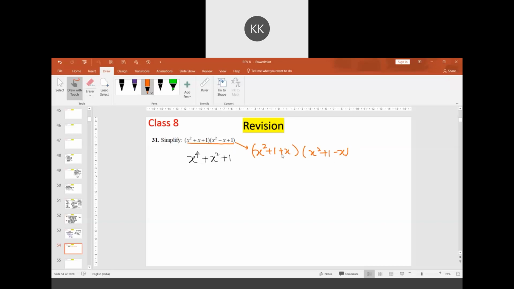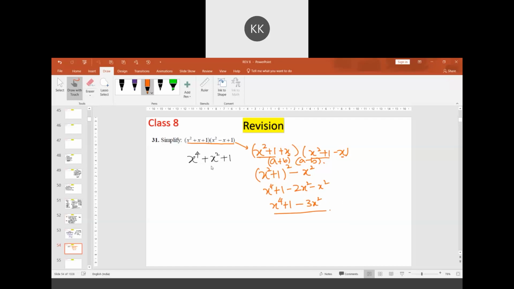I have not altered the question. This is same. Here there is plus x, here there is minus x. So x square plus 1 whole square minus x square. I am using a plus b into a minus b identity. Now if I expand this, it's x to the power 4 plus 1 minus 2x square minus x square. The answer is x to the power 4 plus 1 minus 3x square.